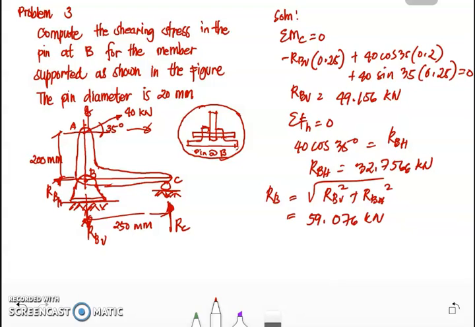Therefore, the shearing stress at point B uses the formula shearing stress equal to V over A. This is equivalent to the shear force 59.076 over the area, which is 2 times pi over 4 times 20 squared, since this is double shear. If we simplify this, it gives us 94.02 megapascals. So that is our shearing stress, and this is double shear.